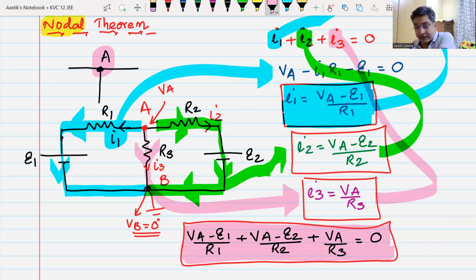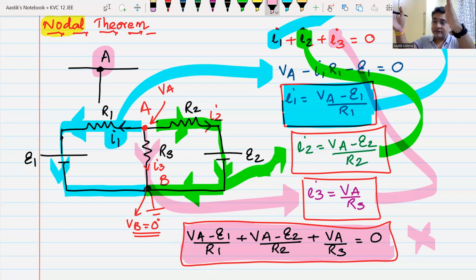In fact, you don't even have to make this pink equation. If you understand it, looking at the diagram and seeing how the batteries are connected, listen to me very carefully, I can straight away write the value of VA without even doing anything.